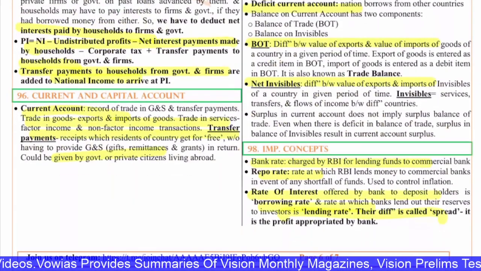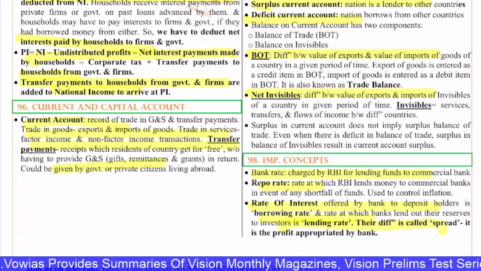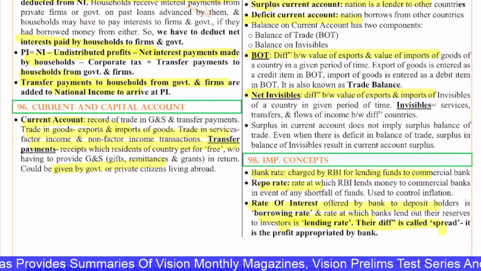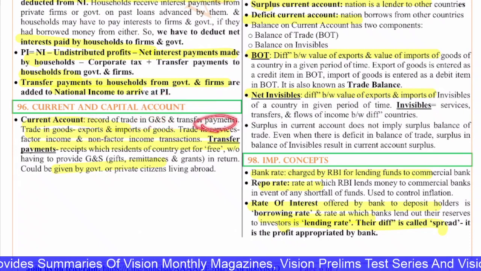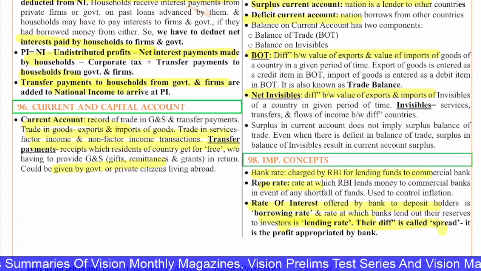Next, you have two accounts, current account and the capital account. The question is on that. Current account means it records the trade in goods and services and transfer payments: trade in goods, export and import of goods, trade in services, factor income and non-factor income transactions.